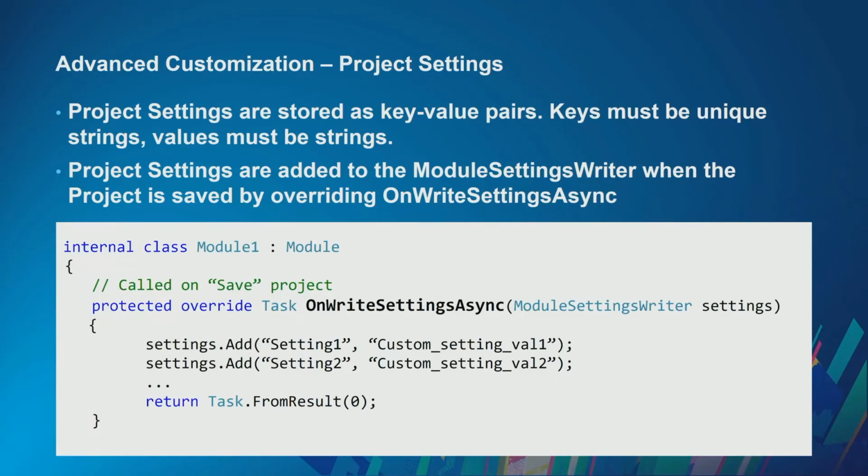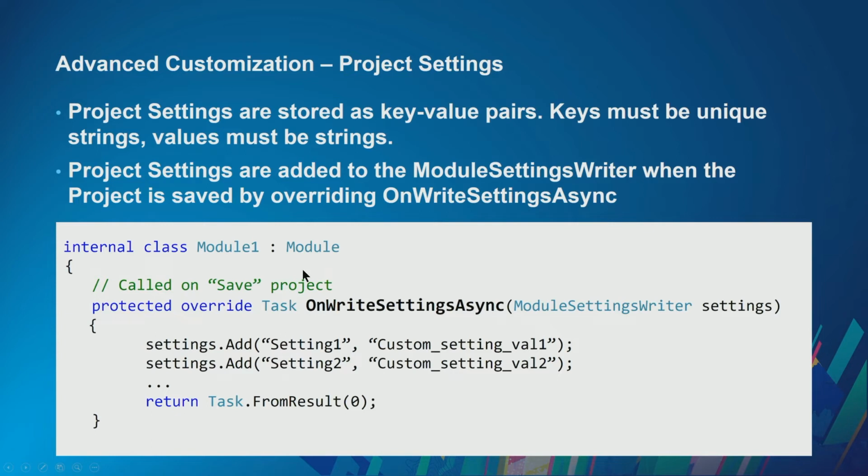So now we're going to go to project settings. Project settings are stored as key value pairs in your project. Keys must be unique strings, and values must also be strings. That's where you store your values associated with a certain key. Project settings are added to the module settings writer when the project is saved by overriding OnWriteSettingsAsync.